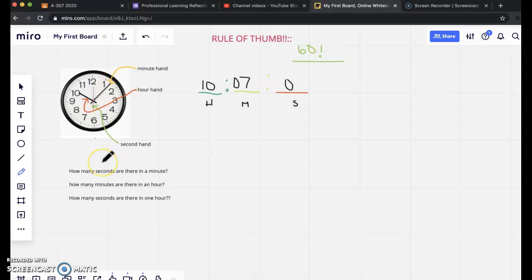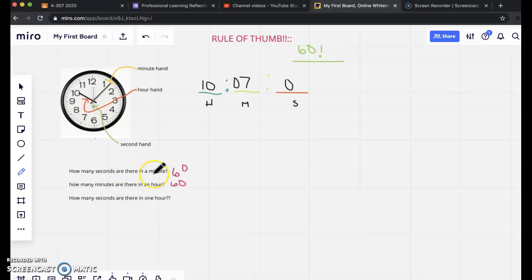Now the question is, how many seconds are in a minute? We have our rule of thumb, 60. 60 seconds in a minute. How many minutes are in 1 hour? 60. Rule of thumb, 60. All right. How many seconds are there in 1 hour? How many seconds are there in 1 hour?